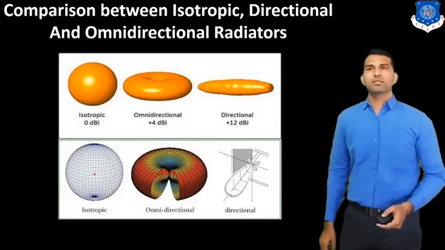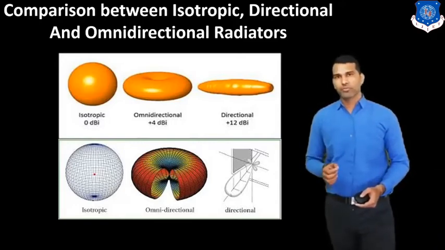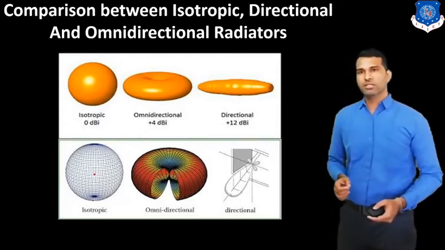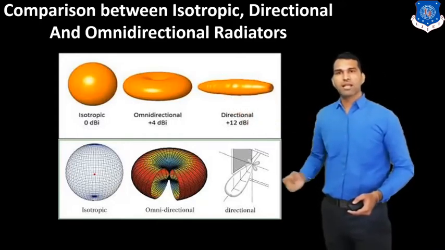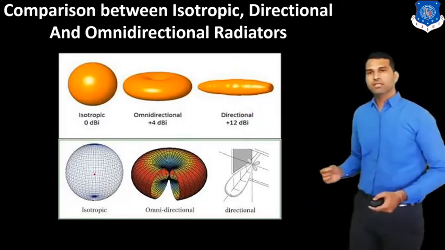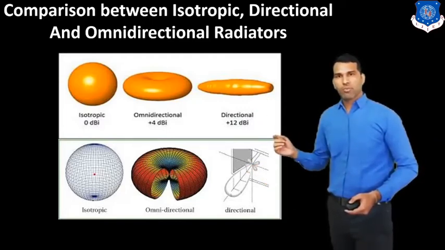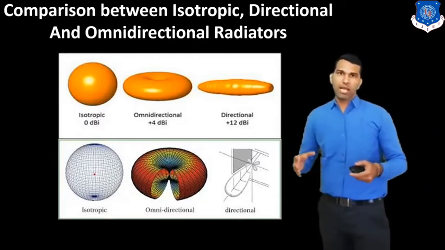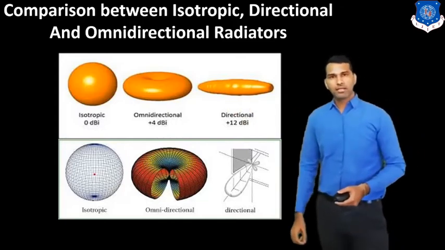Now we discuss the comparison, or the difference, between the isotropic, directional and omnidirectional radiators. First you can see the directional antenna, then the omnidirectional antenna, and the last one is the isotropic antenna. Here you can understand the radiation pattern difference. First, the isotropic antenna radiation pattern radiates an equal amount of energy in all directions.